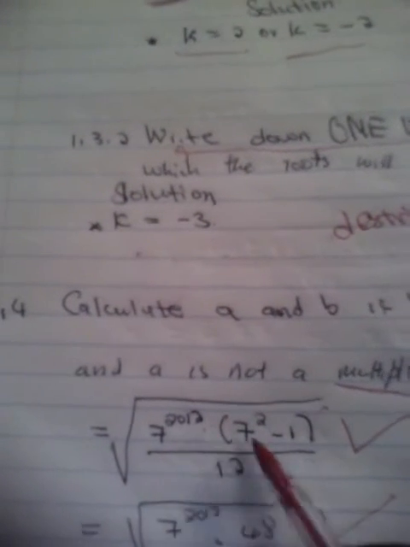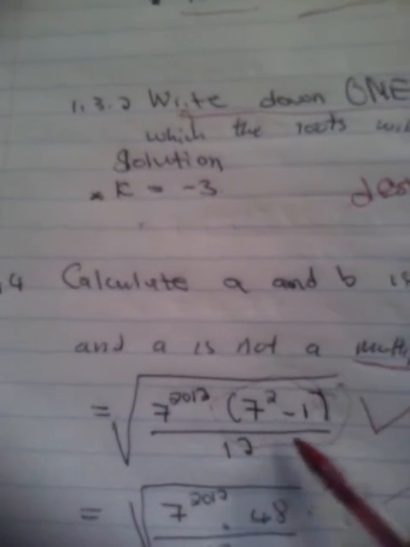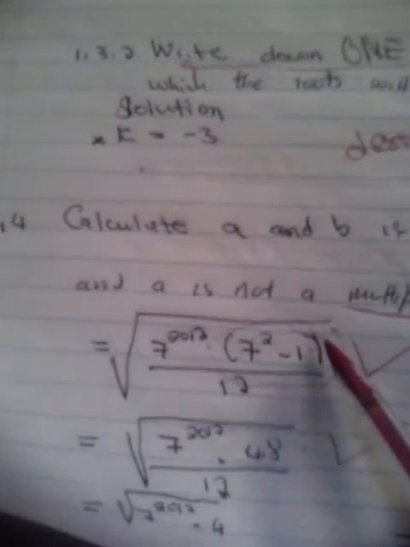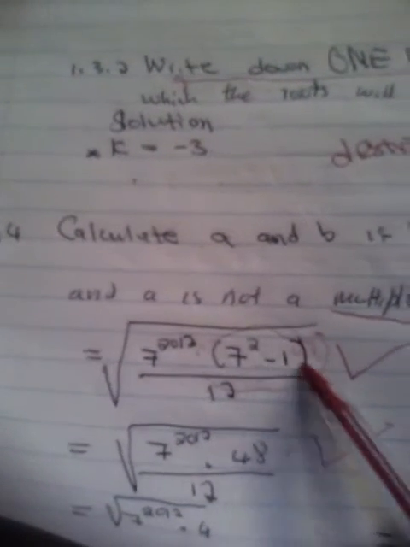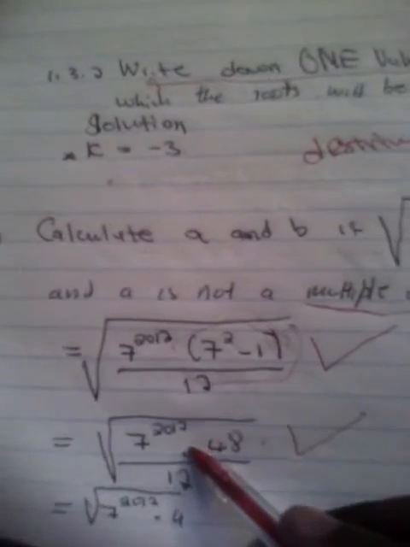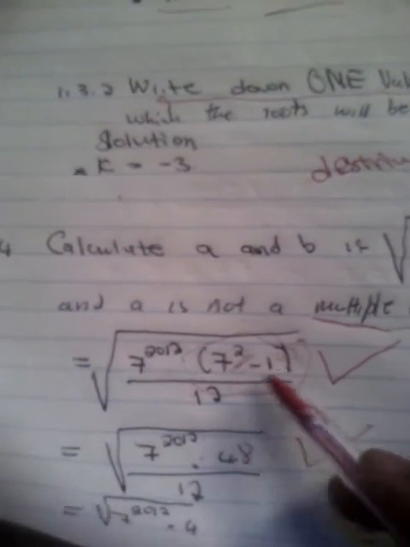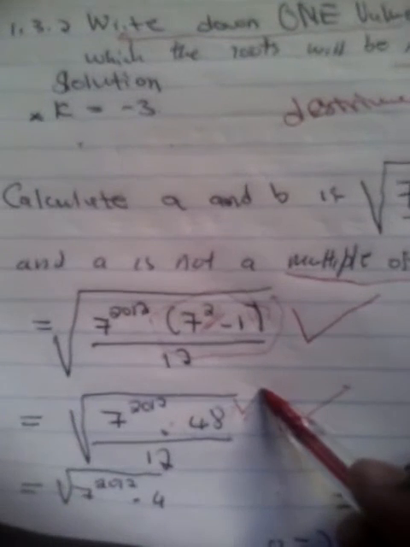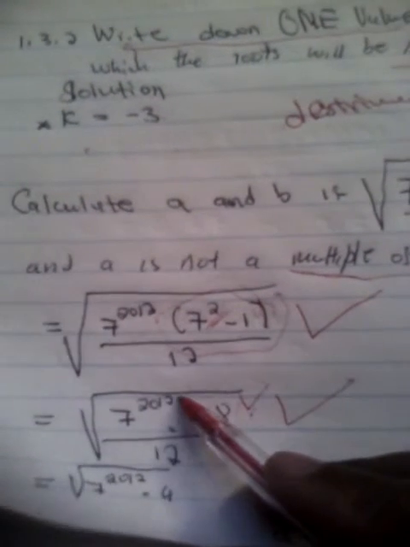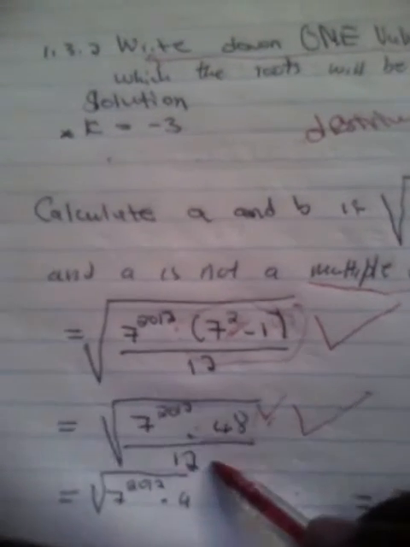Then go to the following step. Just simplify this. Mathematically, you open the brackets before you do anything. Open that bracket with 7 to the power 2 minus 1. When I simplify, 7 squared is 49. Therefore 49 minus 1 gives us 48. And therefore 7 to the power 2012 times 48, divided by 12, all under the root.